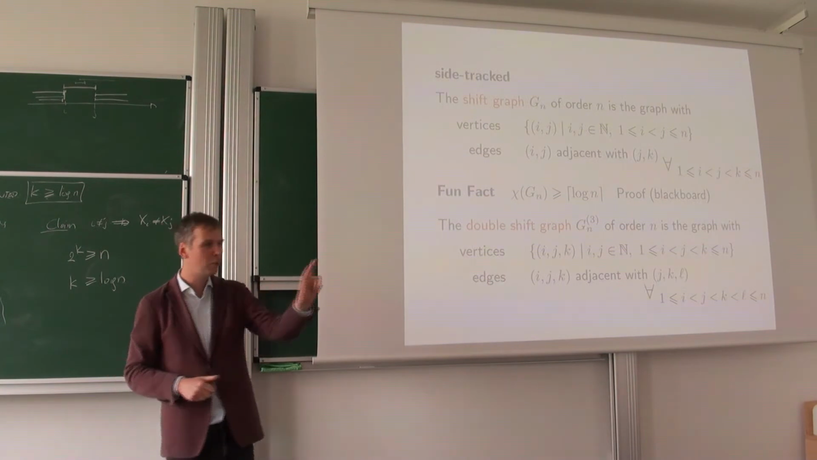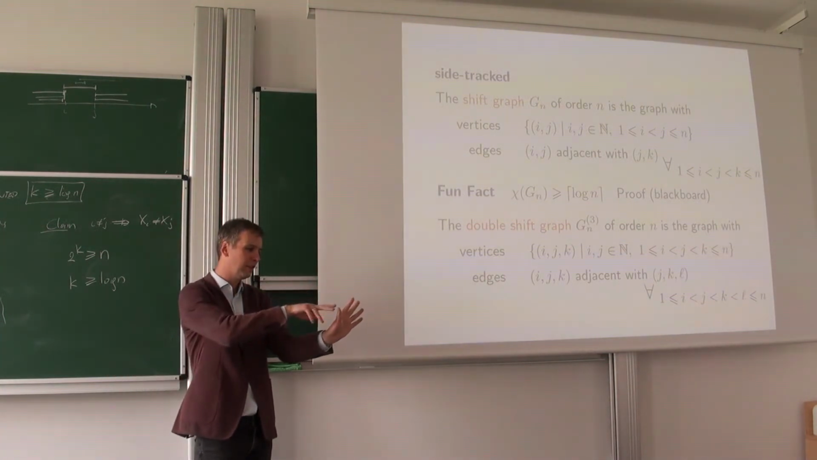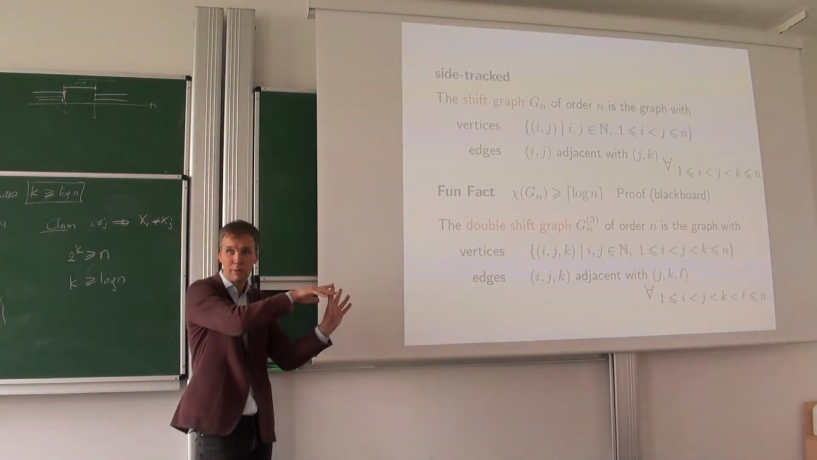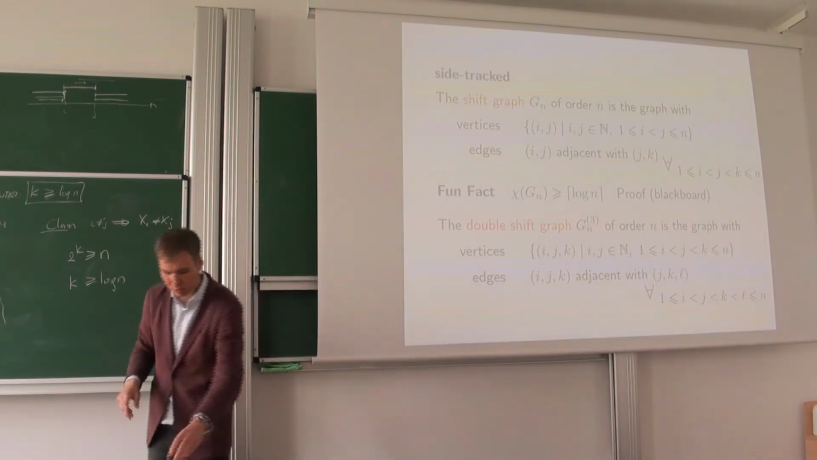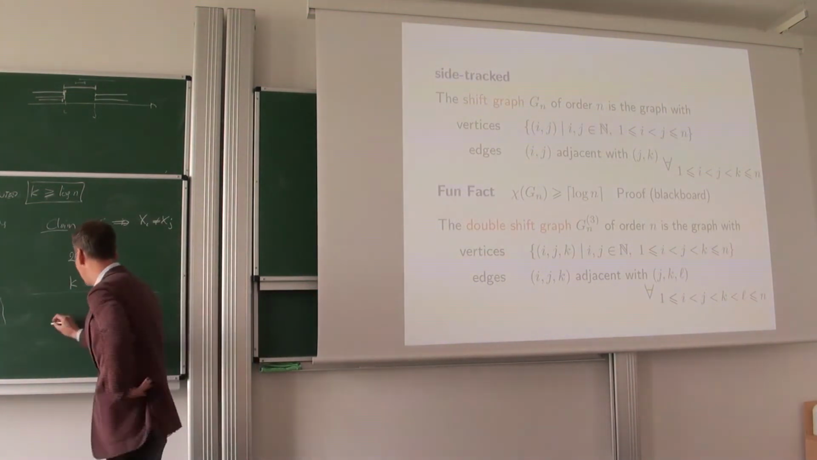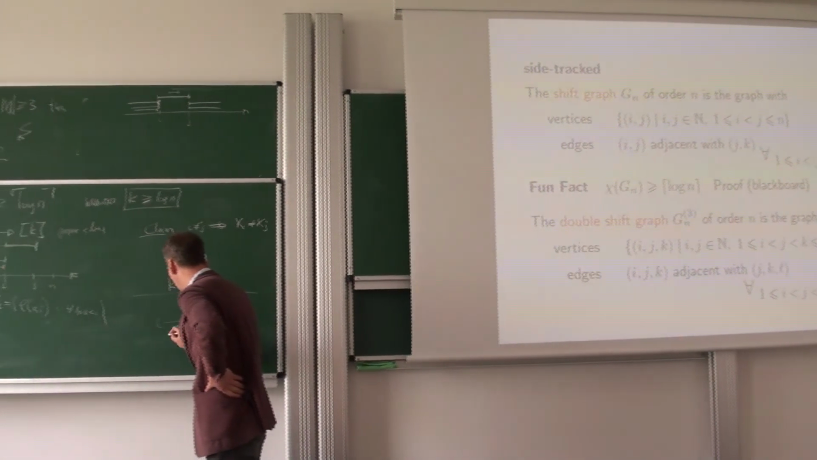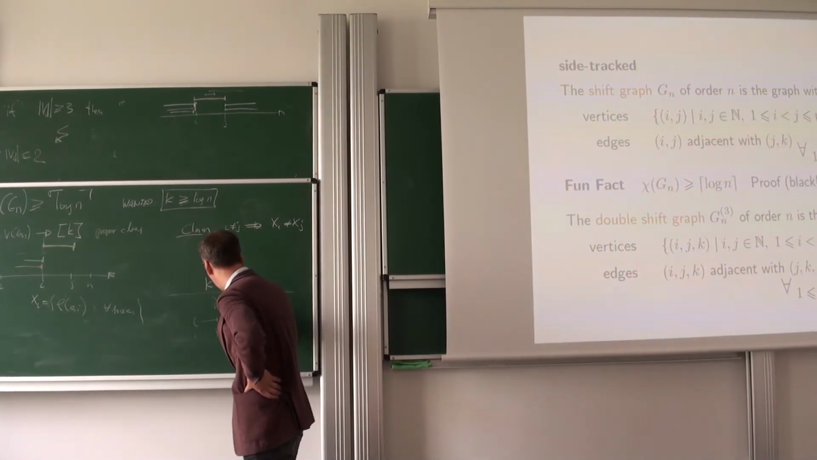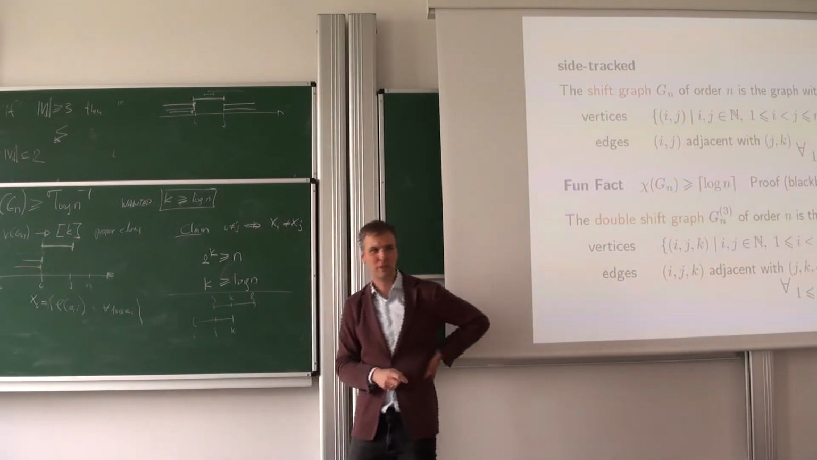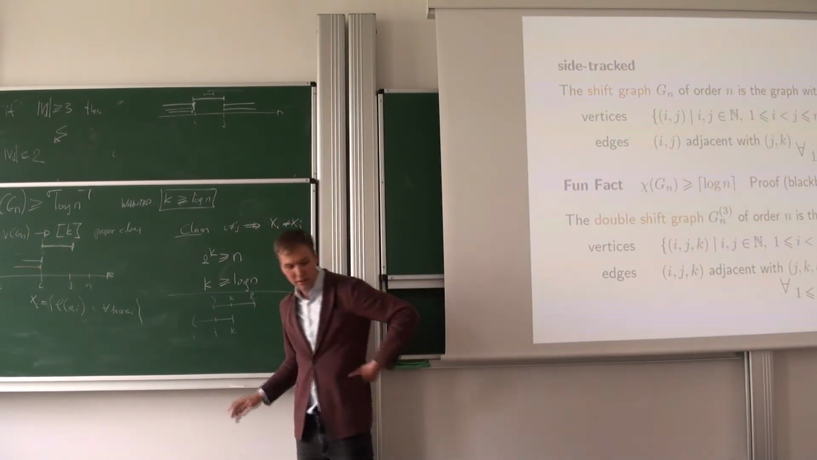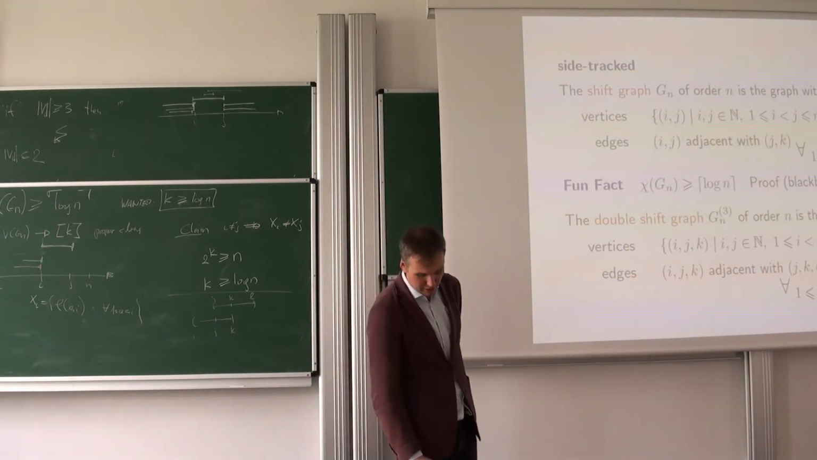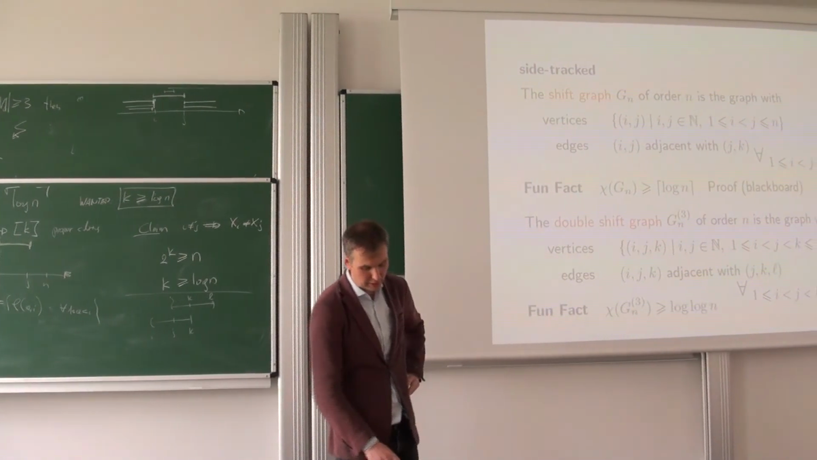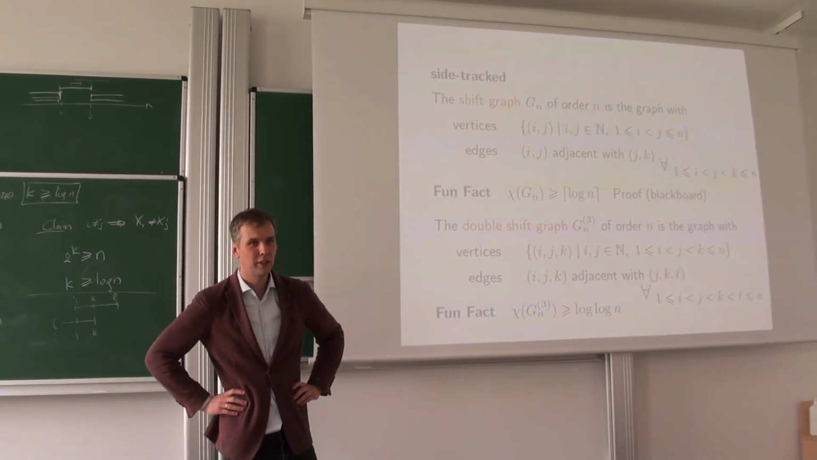And the edge is when one triple kind of agrees with the other triple, yeah? So the suffix of one of size 2 coincides with the prefix of the other of size 2. So the picture should be that this is one triple, ijk, and it's adjacent, for example, with this triple, jkl. That's the graph. And now it happens that this graph also has chromatic number that grows if our ground set grows, and it grows like log n.